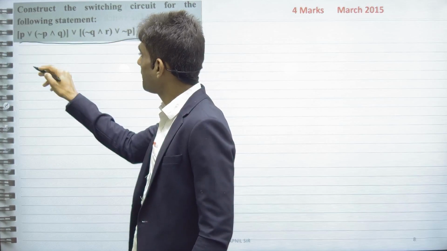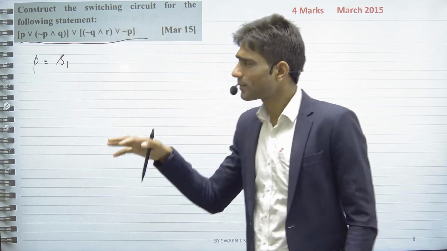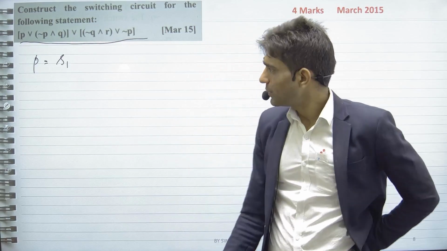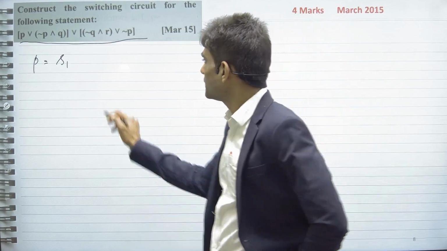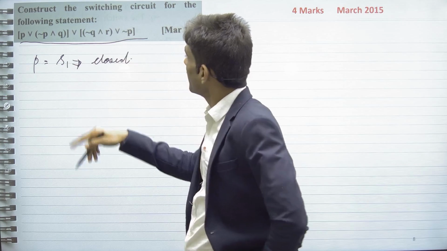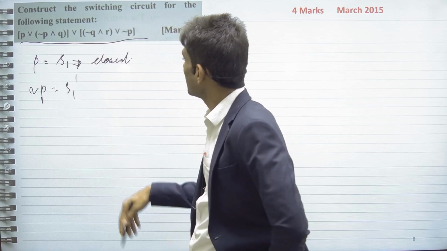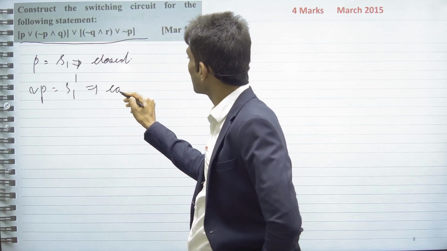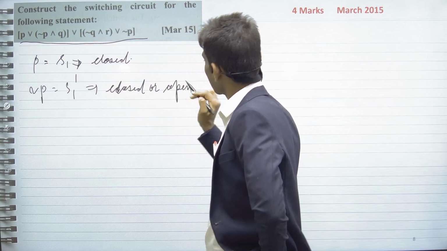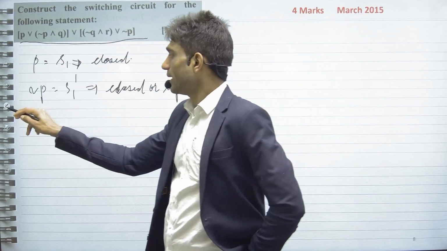So let's define P as S1. The remaining part you do by yourself. Here I consider P as switch S1, which means switch S1 is closed. Next, the negation of P is S1 dash, meaning the switch is closed or open. Let me write it again.